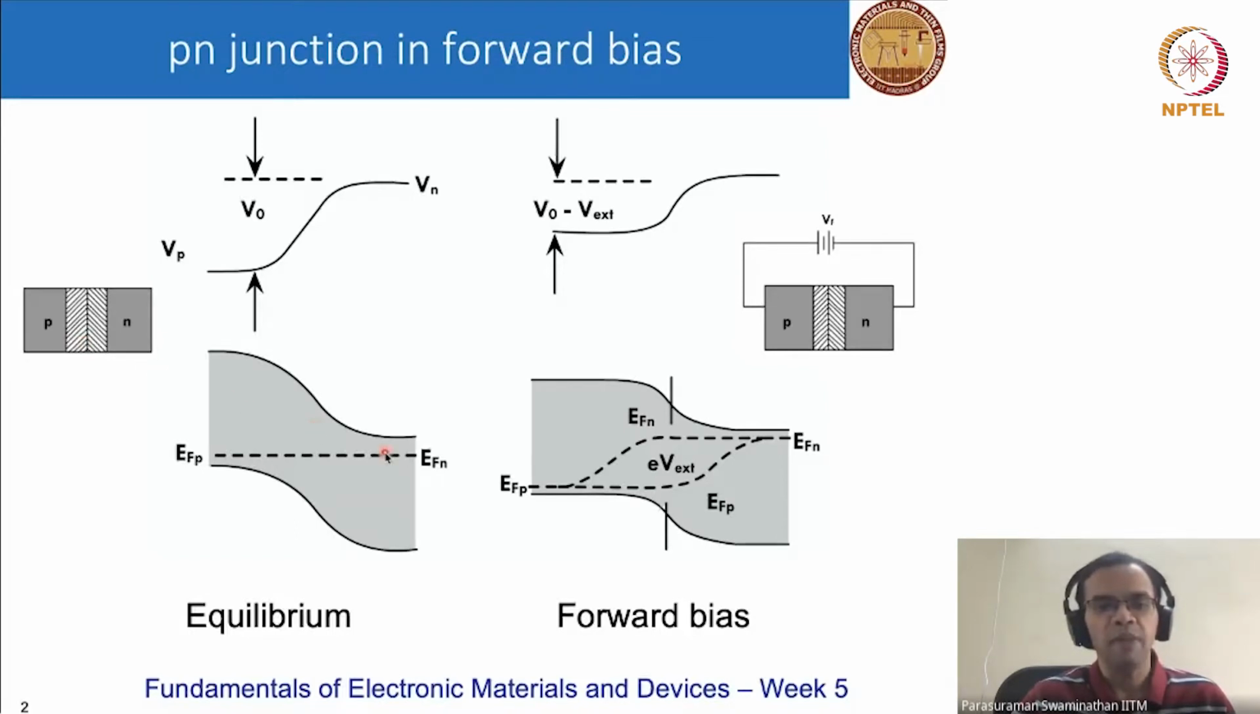Now we have to see what happens when we apply a bias to our p-n junction. The bias can either be forward bias or reverse bias. In the case of forward bias, we connect the p side to a positive terminal and the n side to the negative terminal. In this case, the external potential is opposite in direction to the built-in potential. So the net potential at the junction decreases and the Fermi levels are no longer aligned. So instead of V0, we have V0 minus V external, where V external is the external potential.